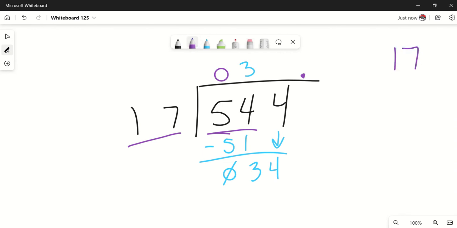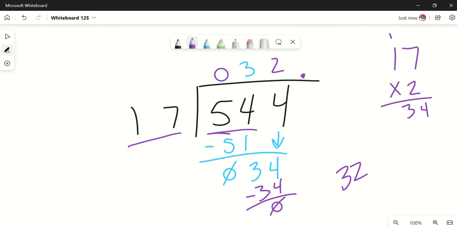I'm going to guess and check 2. 2 times 7 will be 14. 2 times 1 is 2 plus 1 is 3, so it'll go exactly 2 times. That'll be 34. And my answer then should be 32. And I'm going to check my work. We go back to the original problem.